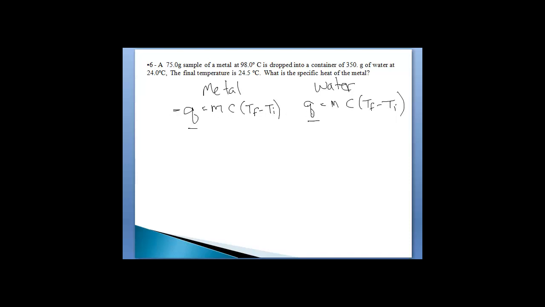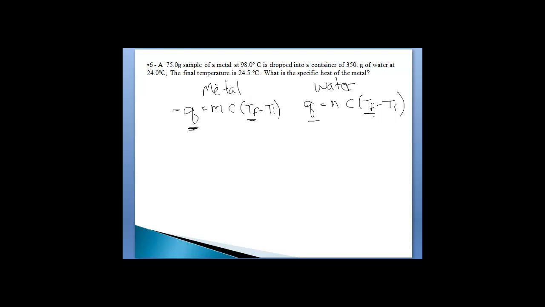So for example, let's say we're able to calculate Q for water and we get a value of 10. We would put Q for the metal as, we would just make it negative 10. The other thing you want to remember with these problems is that your final temperatures are always going to be the same. Because again, we're waiting for the metal to cool down and the water to heat up until they come to the same temperature, so your final temperatures are always going to be the same.